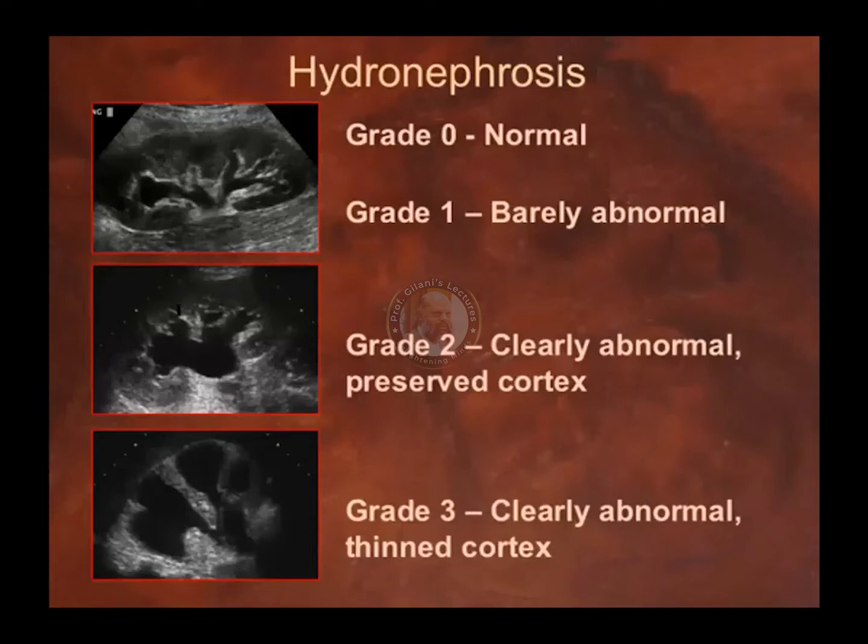Here the cortex is there, it is preserved. So once you cannot see the cortex, it is grade 3, which is also called severe hydronephrosis. So it will be mild, moderate, and severe. We call it extreme or grade 4 hydronephrosis when you don't find even these structures. It will be just fluid and an anechoic cystic appearance. Just the capsule of the kidney will be visible.